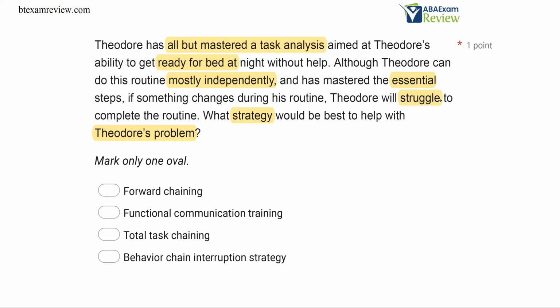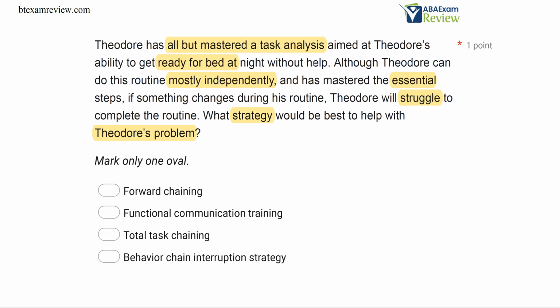So think about that for a second. He's all but mastered the analyses. He can do the essential steps. We want him to do it without help. He does it mostly independently. But if the chain changes or his routine changes, he has difficulty.